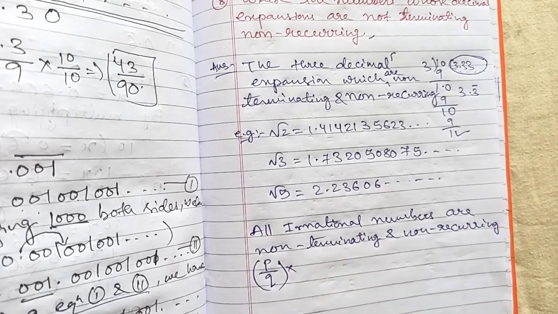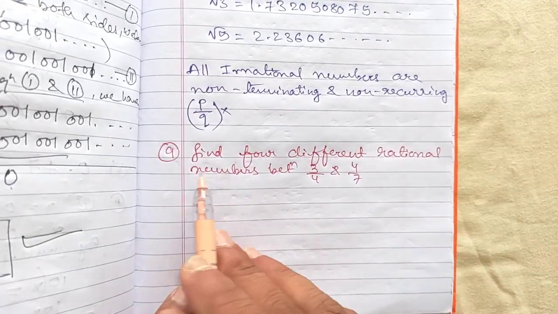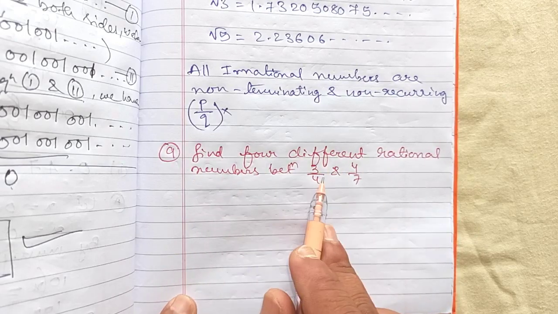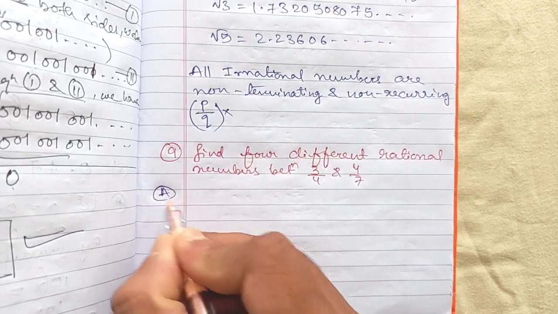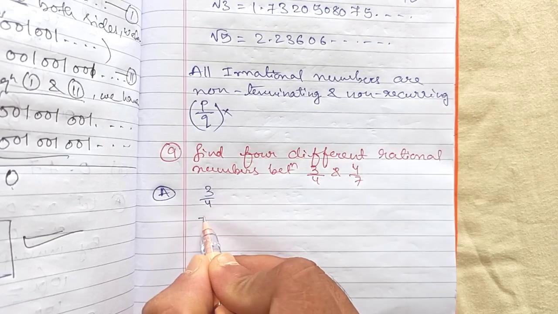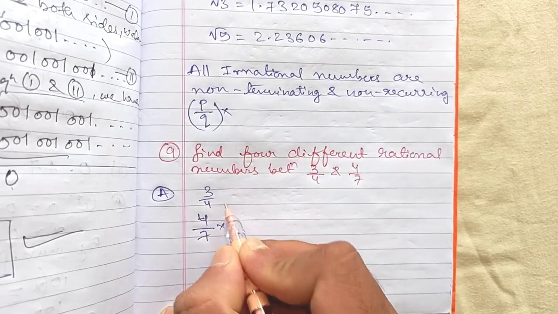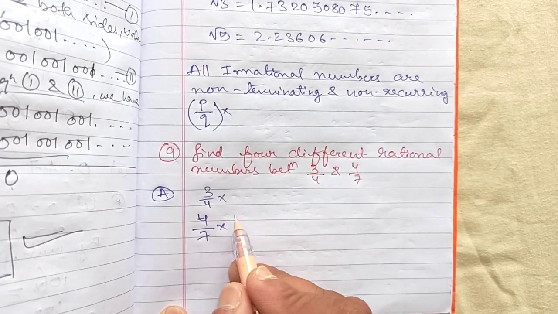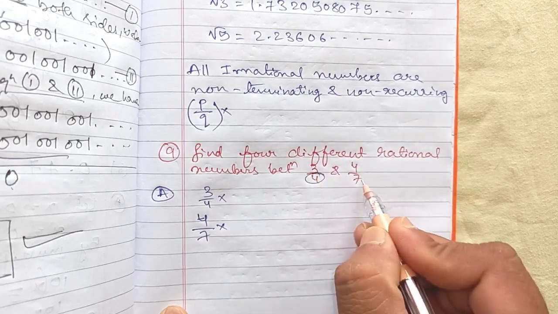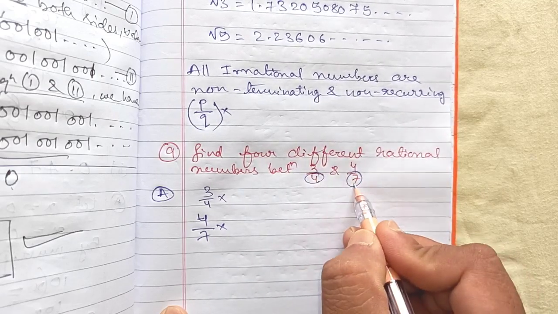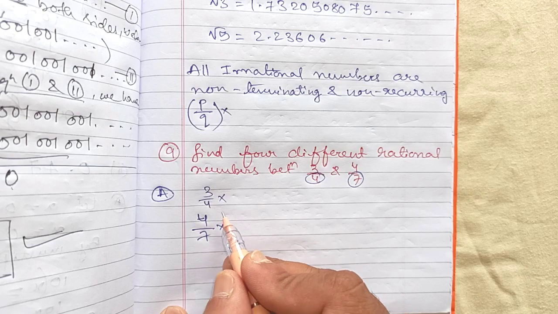Okay, next. Question number 9. In question number 9 it is given, find 4 different rational numbers between 3 by 4 and 4 by 7. So we will write both the rational numbers 3 by 4 and 4 by 7. What we have to do? We have to make the denominators same. What are the denominators now? Now we have 4 and 7. We have to change it with the same denominator.